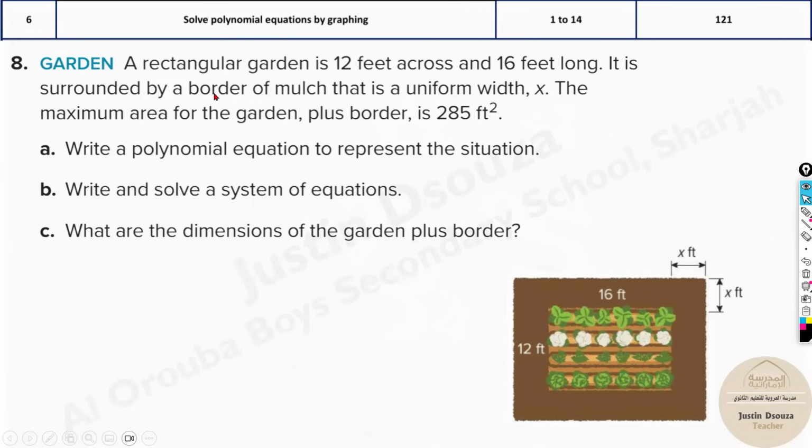Here also it's similar. A rectangular garden 12 feet across and 12 feet long. Across and long. It's given over here in the figures.